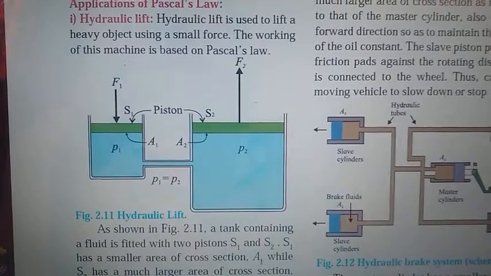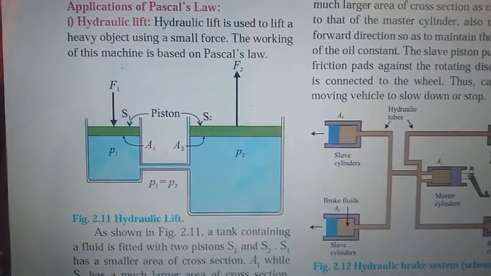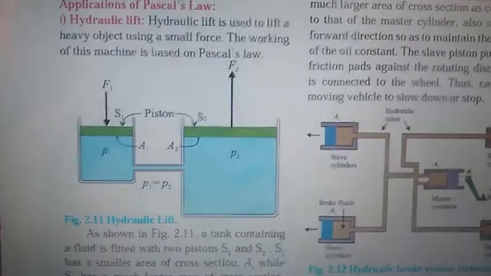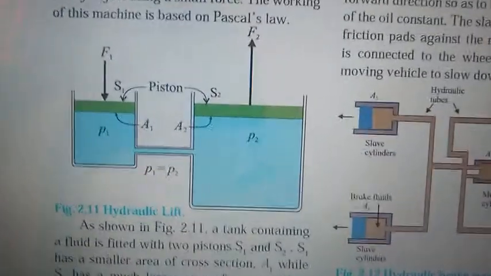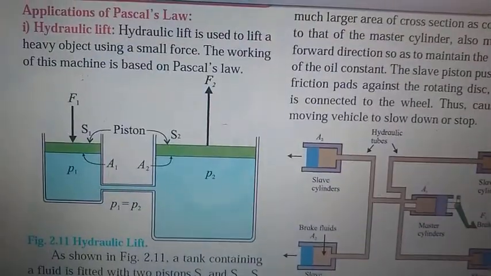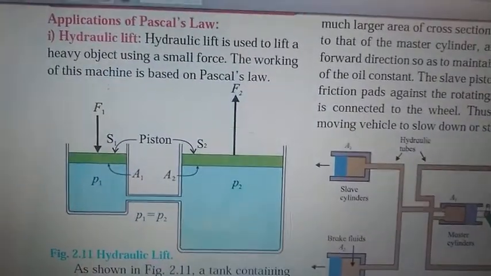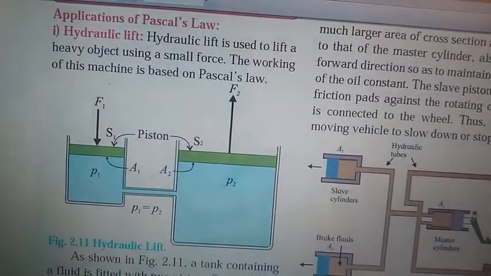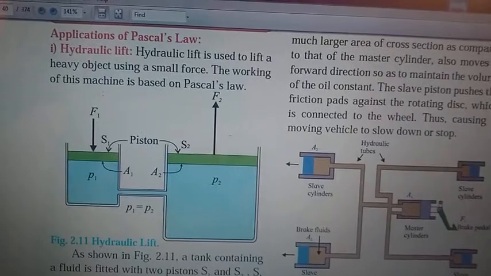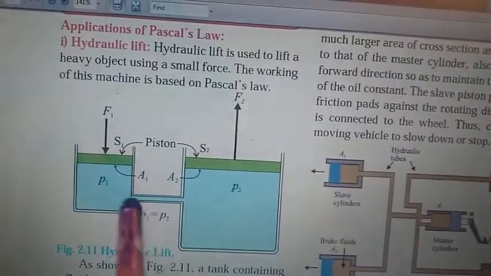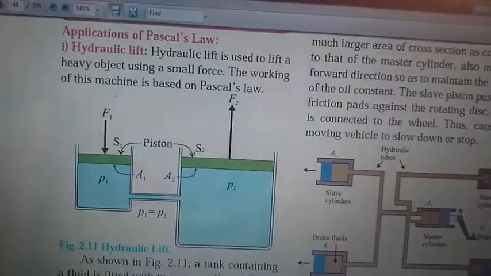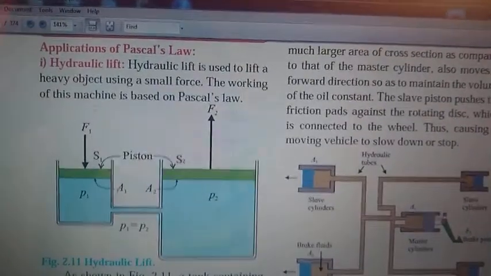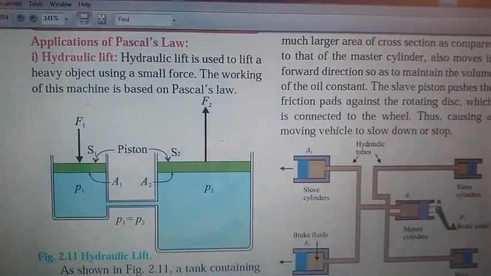A hydraulic lift is basically used to lift any heavy object by using just a small force. Now the working of this hydraulic lift is based on the principle of Pascal's law. So suppose you have just two tanks, this one and this one, and let the green part be the piston of those tanks. Now we can say that the pistons are S1 and S2. The cross-sectional area of piston S1 is A1 and the cross-sectional area of piston S2 is A2. Now let the cross-sectional area A2 be very much greater than the cross-sectional area A1.